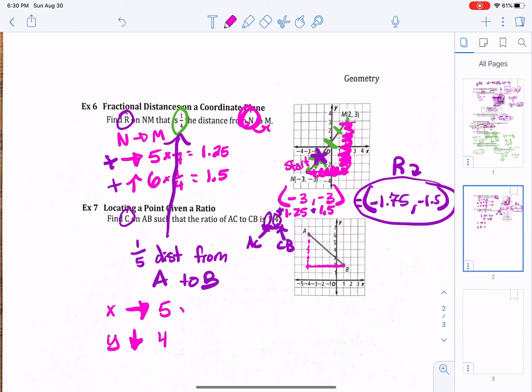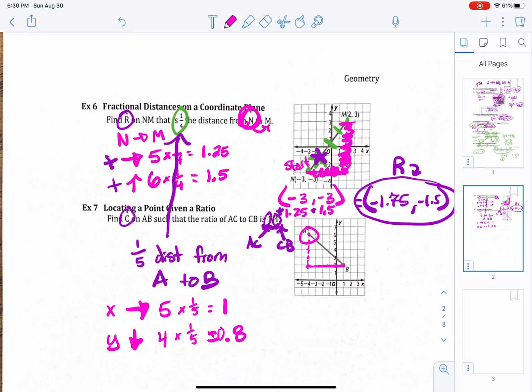So we want 1/5 of the distance. 1/5, okay? So I'm going to only go to the right 1 unit because 5 times 1/5 is 1. 4 times 1/5 is equal to 0.8 or 4/5, okay? So 0.8.